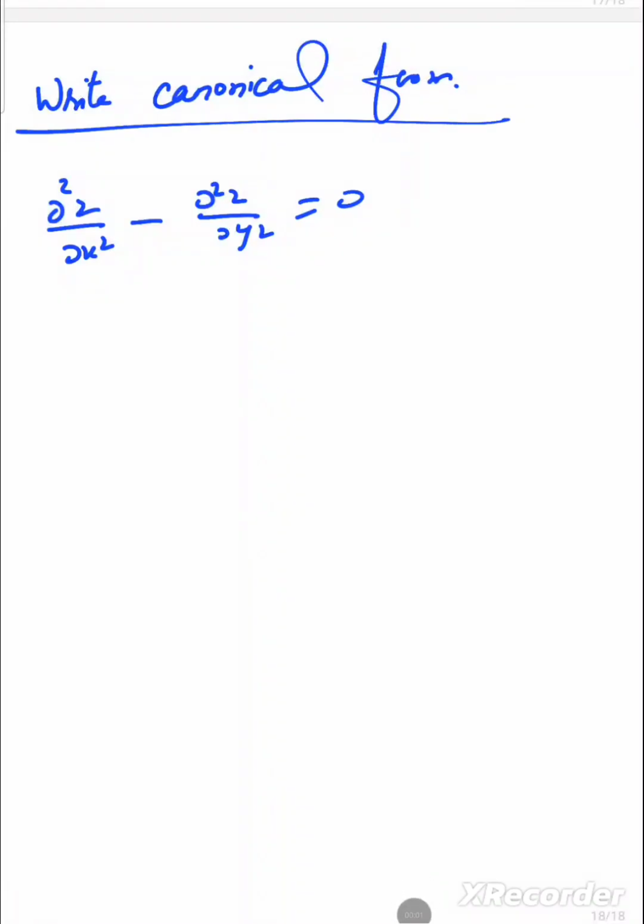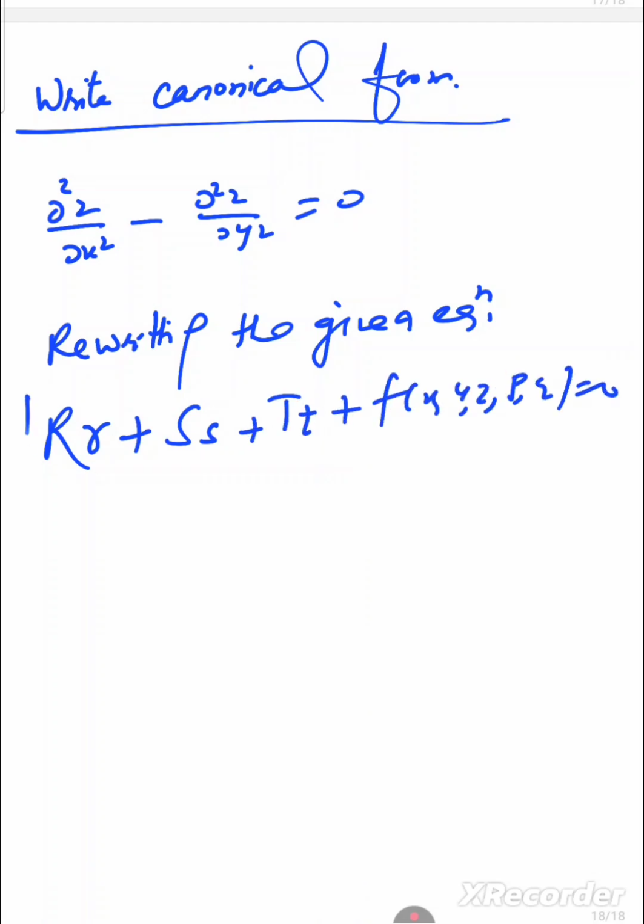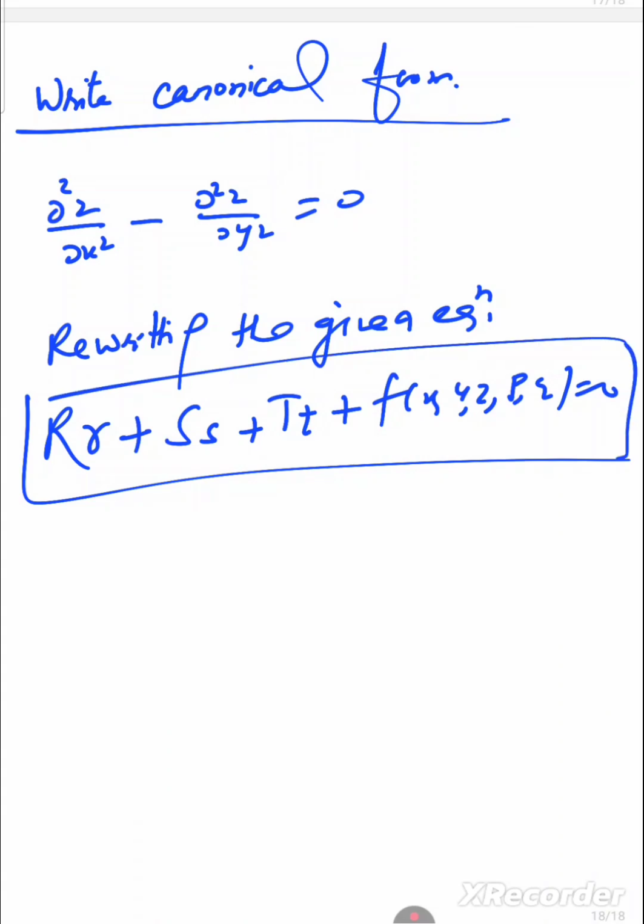Question: write the canonical form of ∂²z/∂x² − ∂²z/∂y² = 0. Okay. Now, rewriting the given equation, we can write it as Rr + Ss + Tt = f(x, y, z, p, q). Okay, this is a PDE of second order.